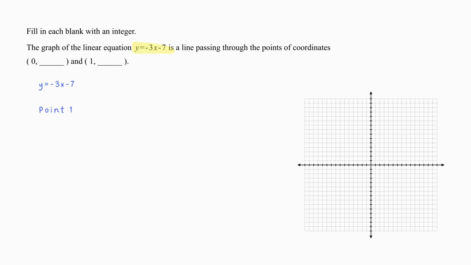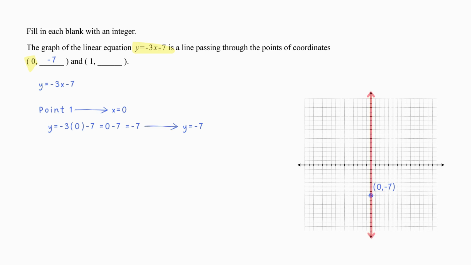Let's find the first point, where x equals 0. The question already gave us the x-coordinate, 0. Substitute 0 for x. y equals negative 3 times 0 minus 7. We get y equals negative 7. So our first point is (0, negative 7). In math we call this the y-intercept, because it is where the line crosses the center vertical axis.